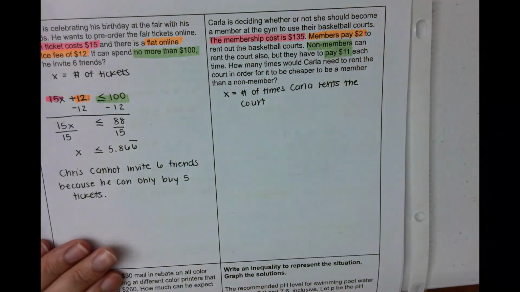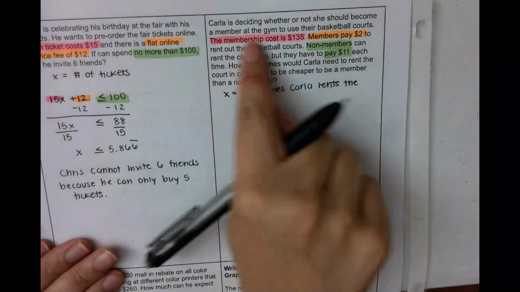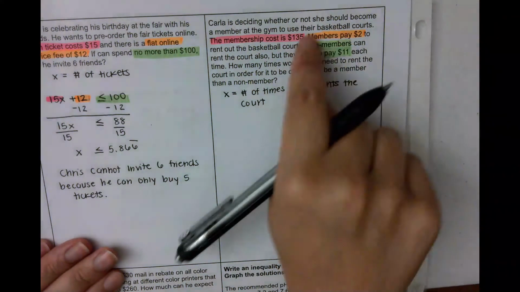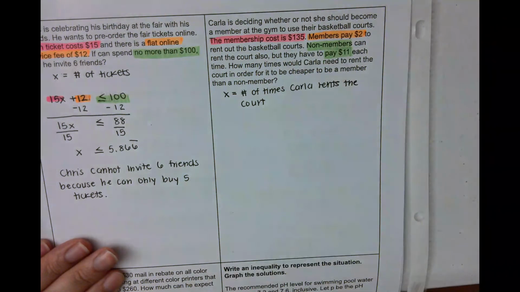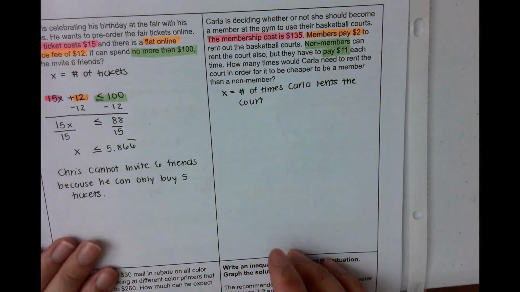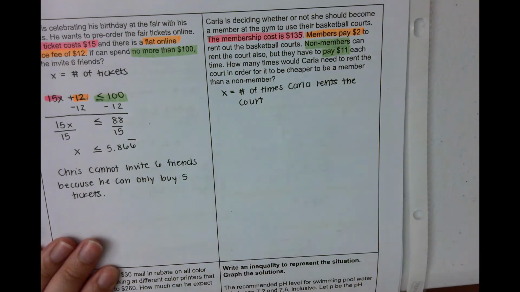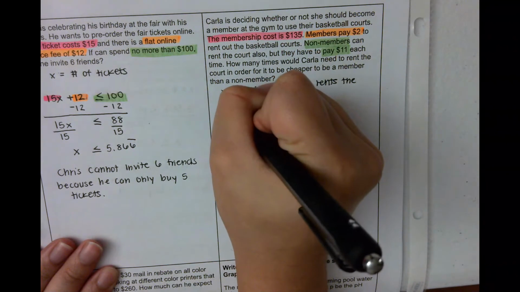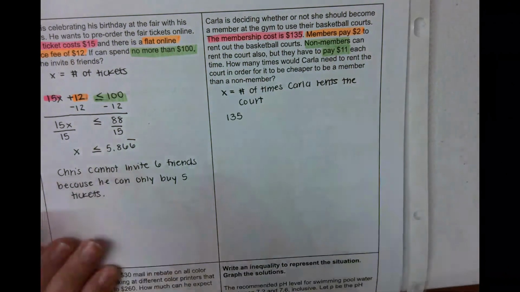So there are 2 types of costs. One is membership cost, whatever members pay. The other cost is for non-members, right? And we're comparing them. We're seeing when is it cheaper to be a member. Okay, so on the left side, I'm going to put my membership cost. Okay, so it costs $135 for membership.